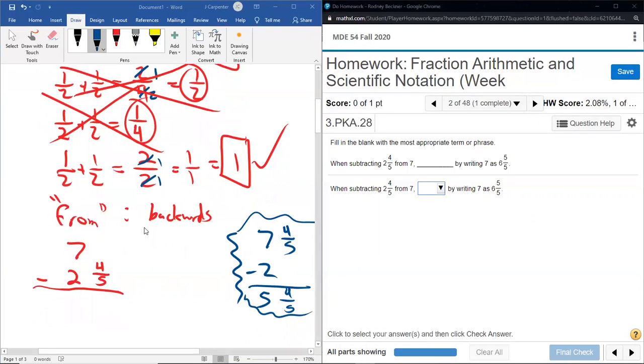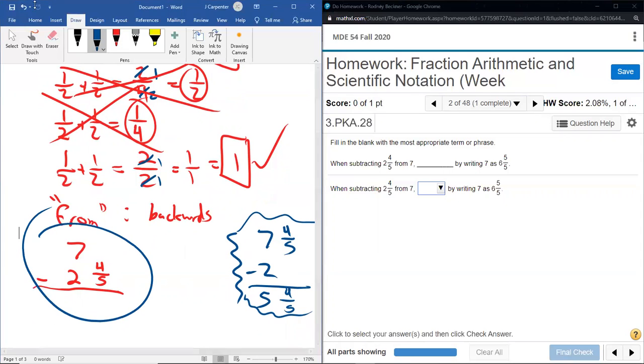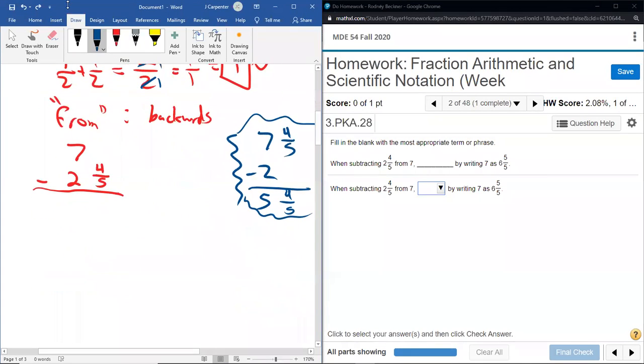Okay. So again, we're here. This is what our homework problem is talking about. When you're doing this subtraction, they're suggesting that we need to write the 7 as 6 5/5. This concept right here is the same as borrowing. This is exactly the same idea as if we were trying to do, I don't know, let's go with 51 minus 38.